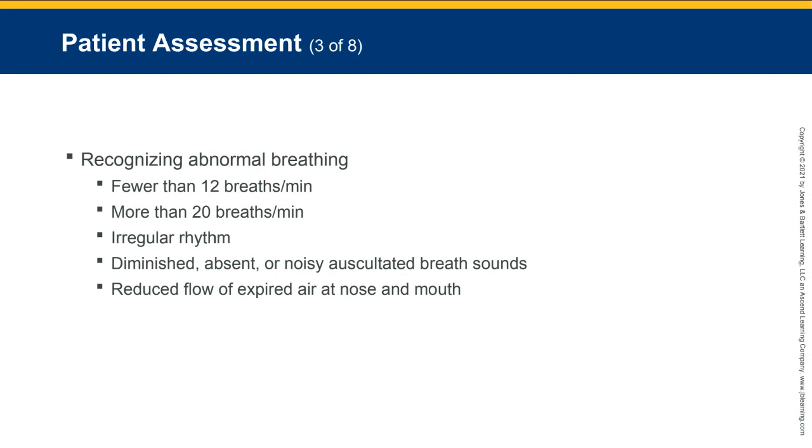So recognizing abnormal breathing. This is a patient who is breathing too slow or too fast. This is a patient who is going to have an irregular pattern of breathing. This is a patient who will present with abnormal sounds or absent lung sounds. This is a patient who is going to be working hard to breathe. This is a patient who may have to be in a specific position to breathe. This is a patient whose chest rise may be compromised, which is a ventilation issue.